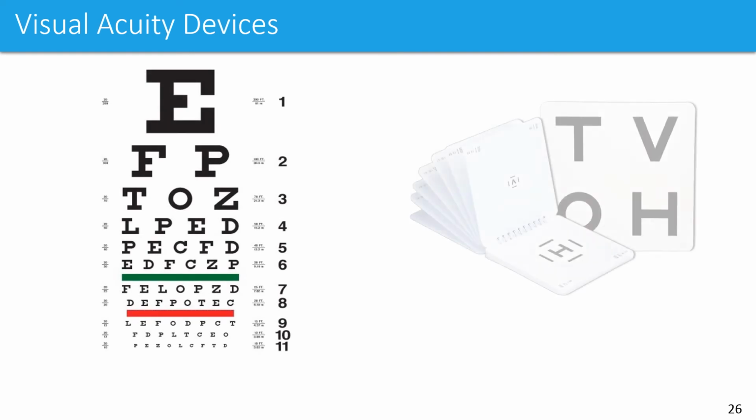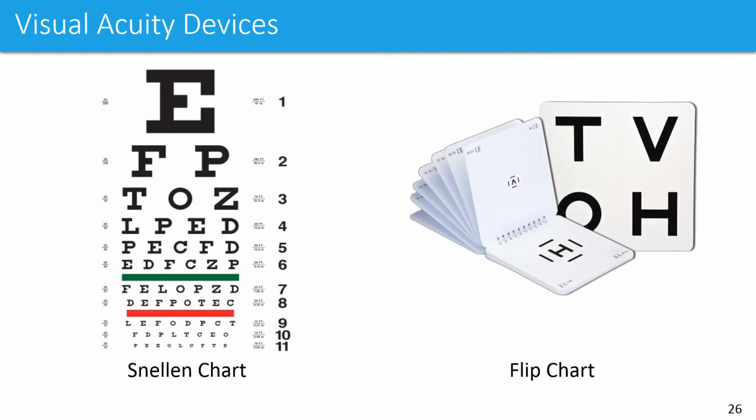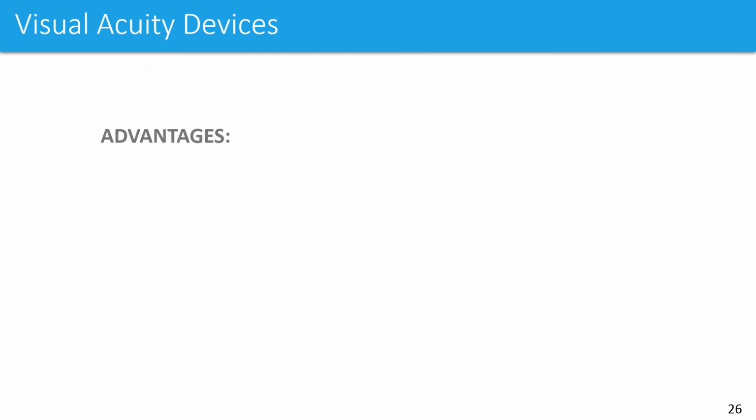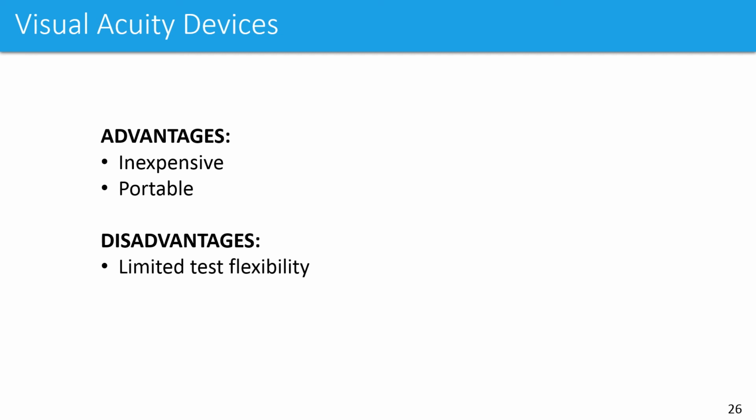Lastly, we will briefly discuss the use of different visual acuity devices. A simple system such as a Snellen chart or a flip chart will require a standardized distance. Generally, these devices require 10 or 20 feet between the child and the chart. The benefit of such devices are that they are inexpensive and portable. The disadvantages include the limited ability to change the optotype combination, meaning you cannot quickly switch to a different test if one is not available.